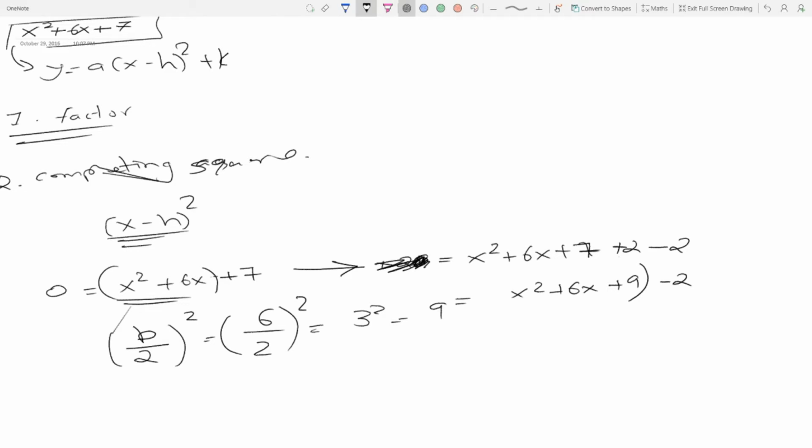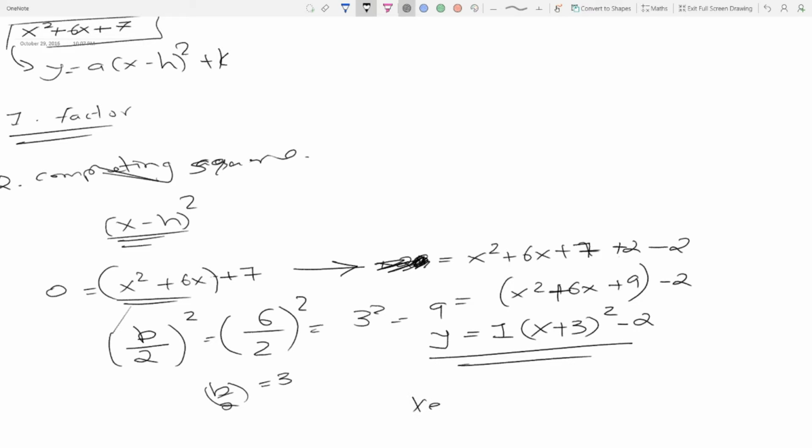And we put this in brackets. Now we know we complete the square in here. As we found before, the value of b over 2 was equal to 3. So in this case, it's just (x plus 3) squared minus 2, right? And our a value is just 1. So this is our vertex form, where the vertex occurs at (-3, -2).